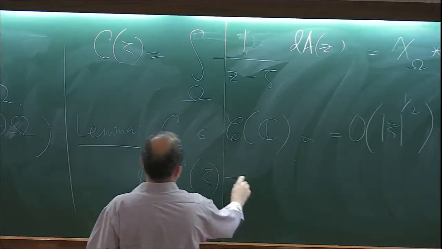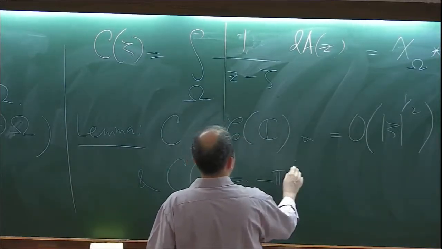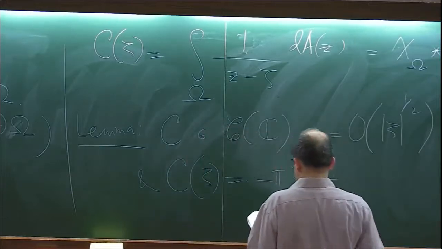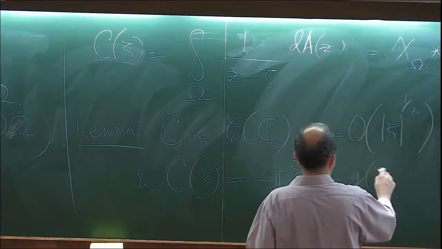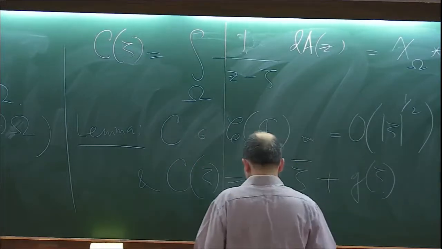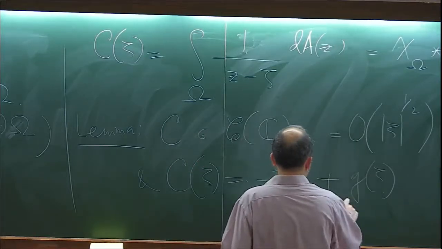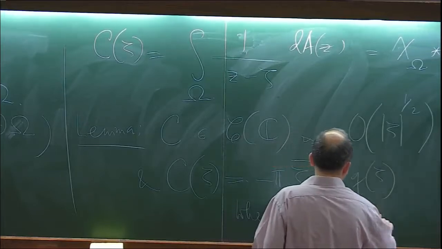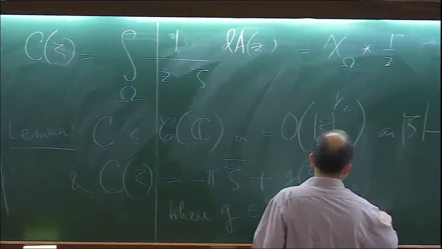And P of zeta is in fact equal to minus pi of zeta bar plus a holomorphic function G, where G is holomorphic on omega and continuous on the closure.